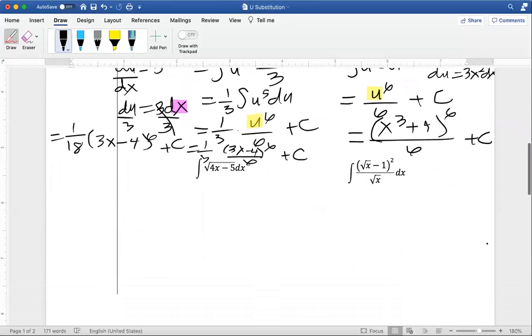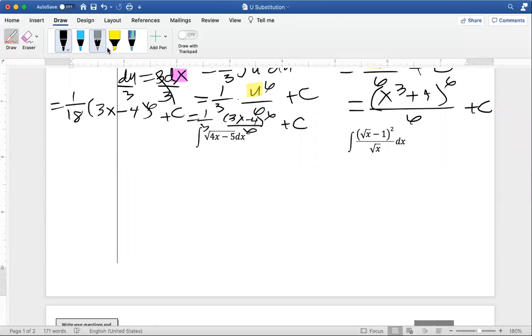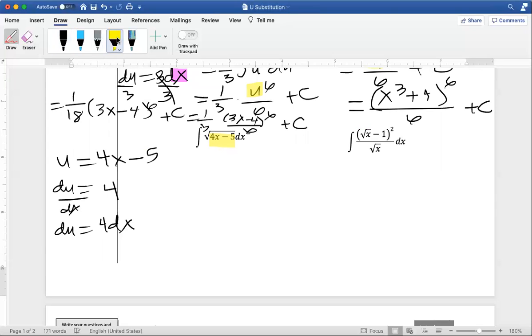Okay, let's try again. So in this one, I'm going to pick my u to be, remember we said things if they have raised to a power or inside a square root. So I'm going to pick my u to be 4x minus 5. Du over dx is going to be 4. So du is 4 dx. I don't have a 4 in here, so I just have that dx, so I have to solve like I did in that previous example. So divide by 4, and I get dx is du over 4.